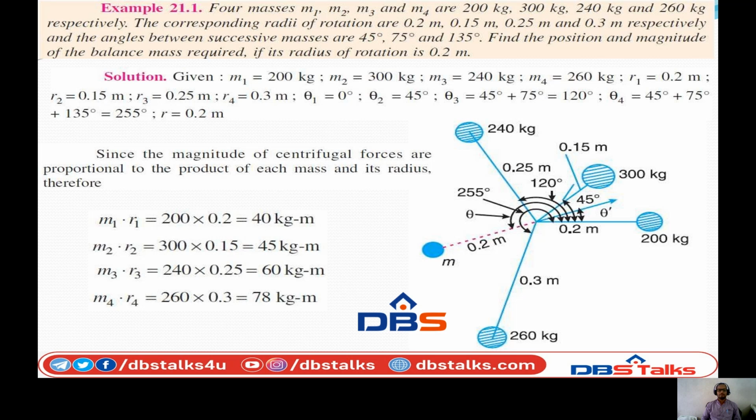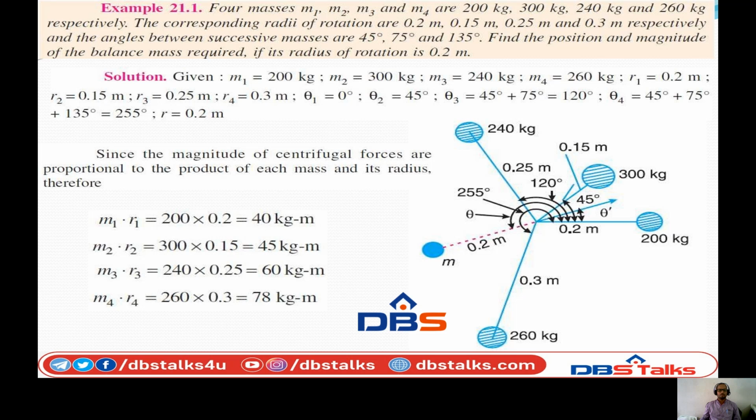So we have to clearly make a diagram. The angular position diagram is to be done very carefully. In the question, the radii of rotation are given. That means finally this balancing mass radius is 0.2 meter, and the magnitude means the mass, which we will calculate. So firstly, we have to draw the question in the angular position diagram.